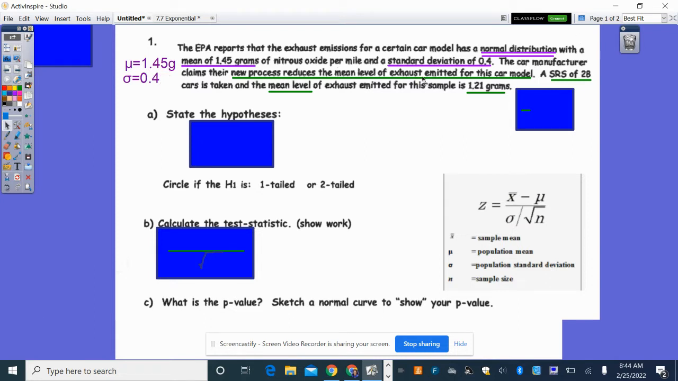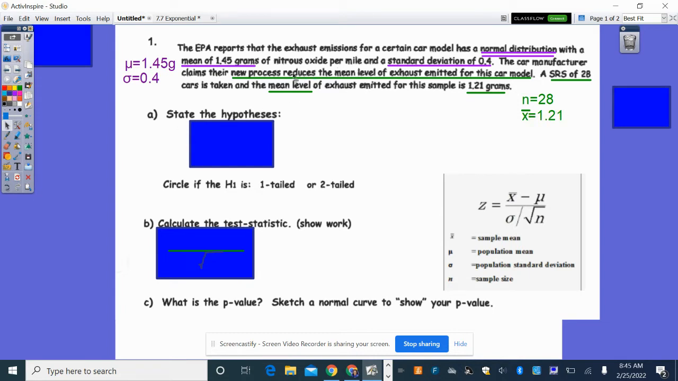All right, this new car manufacturer claims their new process reduces the level of exhaust for this car. In an SRS, that means a sample of 28 cars is taken, and the mean of those 28 cars is 1.21 grams. So everything in green is dealing with samples. So 28 cars, and their sample mean is 1.21.